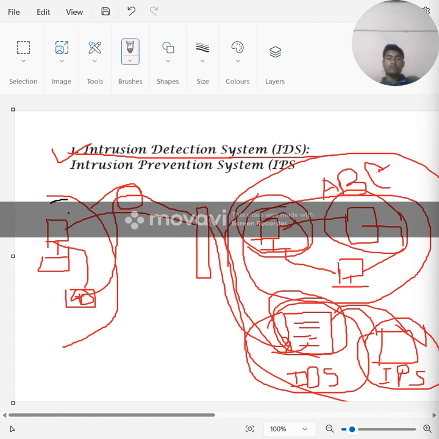What are the key features of intrusion detection and prevention systems? I have to describe the key features. Nothing to worry about. The first is mainly signature-based detection.